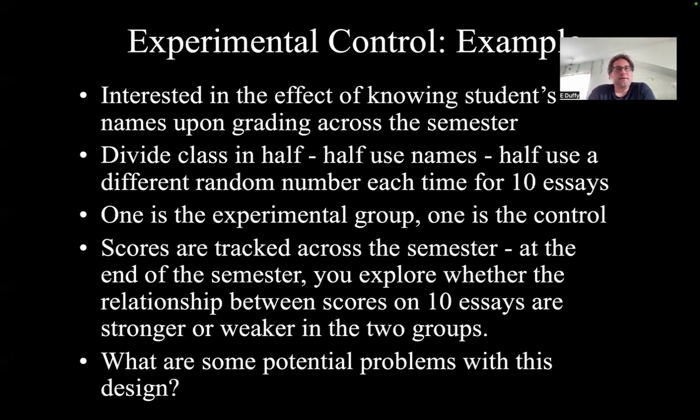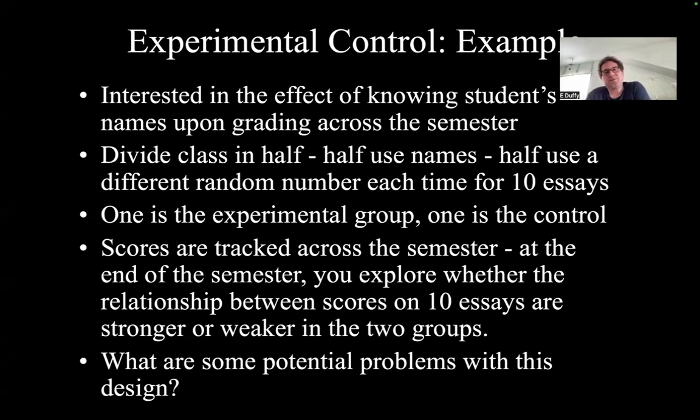So just imagine I'm doing a study where I'm interested in the effect of knowing a student's name upon grading across the semester. Okay. So I could divide the class in half. Half that I know what the name of the students are on their papers, and half I use a different random number each time for the 10 essays. So I don't know what the name of the student is. So one is the experimental group, the one where I know their name, and one is the control, the one where I only get the numbers.